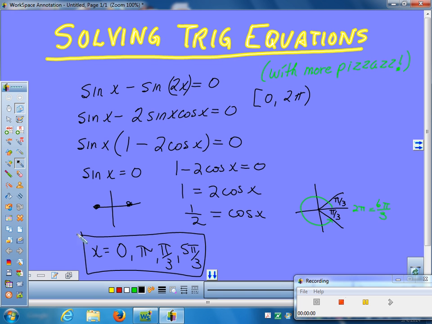So the point is, if you have different angles in the problem, you have to go use your identities to change them into all of the same type of angle. You can't have a mixture of angles and be able to solve it.